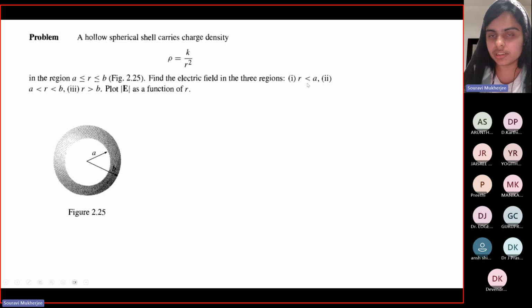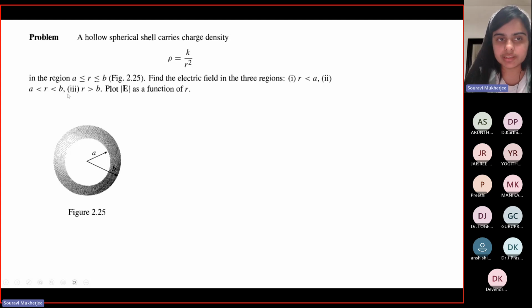So what happens when you consider a sphere? Based on the region that you have to find, you have to choose your Gaussian surfaces, right? So here when you have to find the field somewhere inside, you have to consider a Gaussian sphere of radius less than A, right? And if you consider such a surface, what should be the charge enclosed? It should not enclose any charge, right? Because there is no charge in this hollow region. So that means for this case, your electric field should go to 0, right?